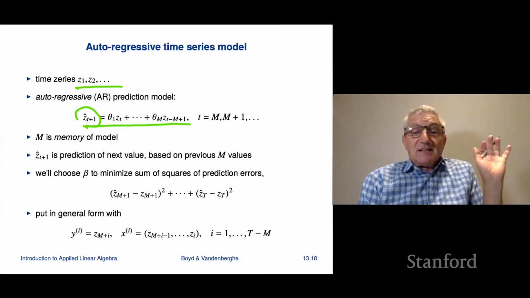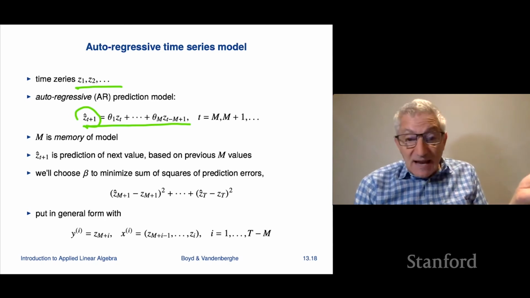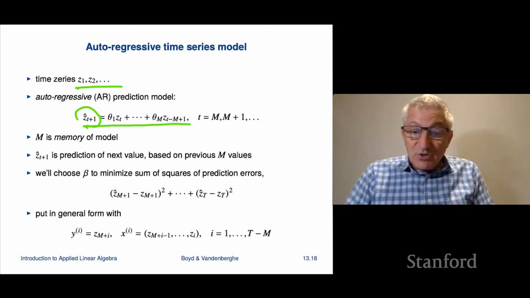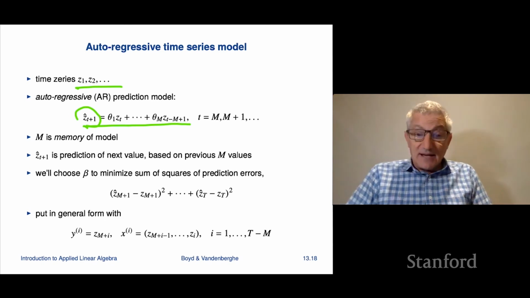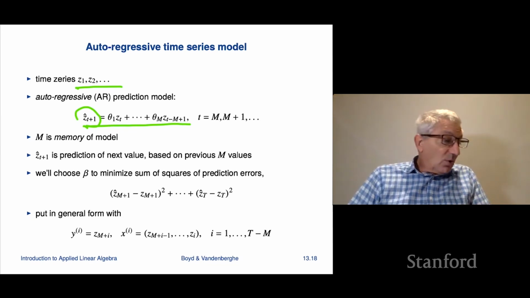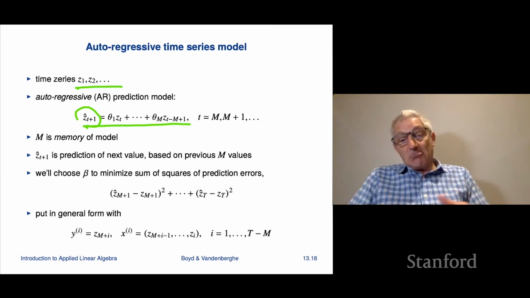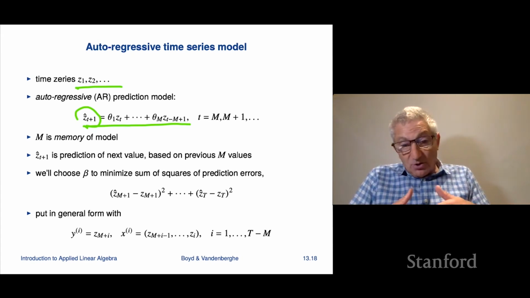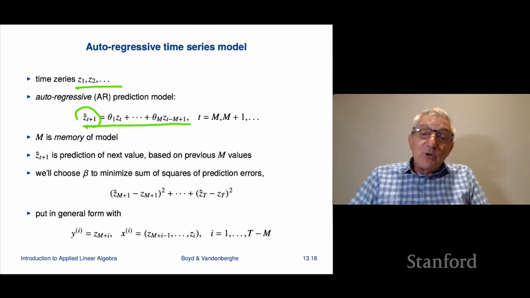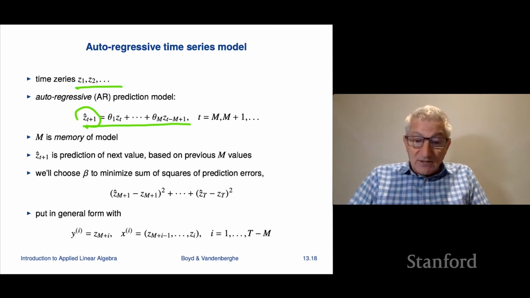I mean, it doesn't take a lot of imagination to see how useful this would be if, for example, you could predict what the temperature is going to be in the next hour, or what electricity demand is going to be in the next hour, or what the price of something is going to be in the next 1 minute or 1 second, right? So if you can make a prediction like that, that has a lot of practical value.